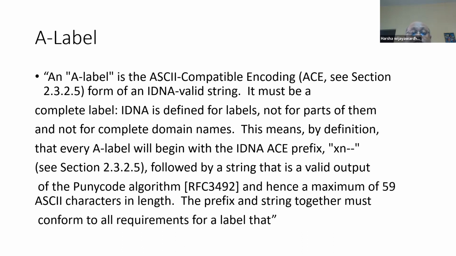That forms an IDNA valid string. It must be a complete label. IDN defines rules for labels, not for parts of them, and not for complete domains. This means by definition that every A-label will begin with the IDNA ACE prefix xn-- followed by a string that is valid output of the Punycode algorithm, RFC 3492, and hence a maximum of 59 ASCII characters in length. The prefix and string together must conform to all requirements for a label. I have several other definitions, but this is the most important one.